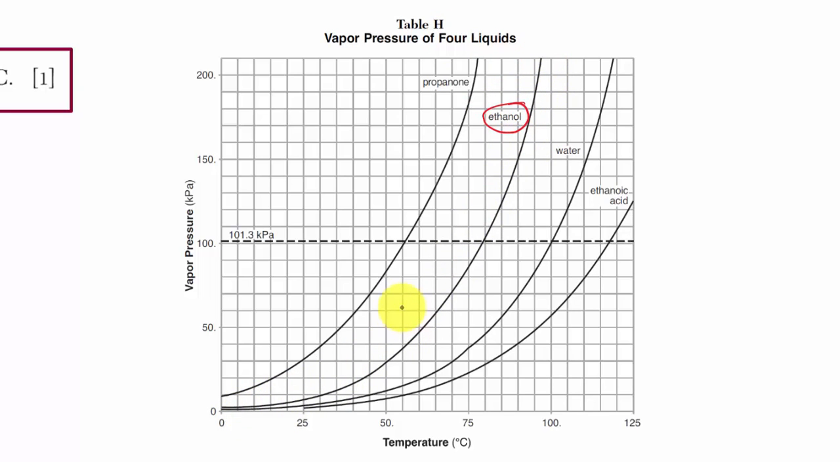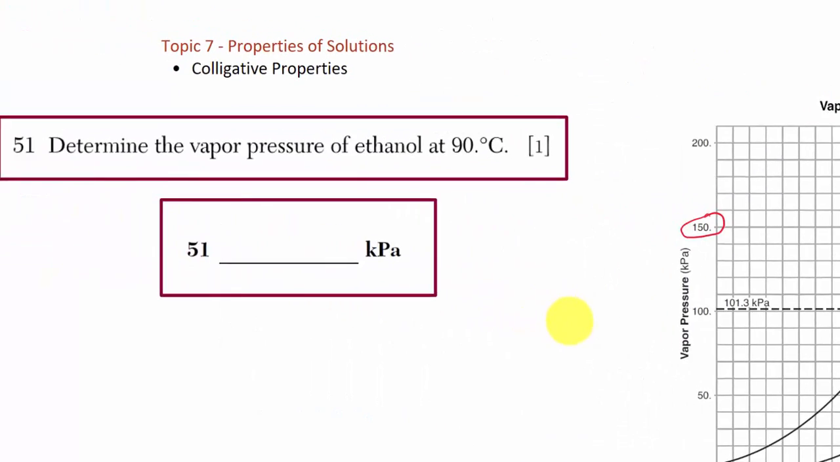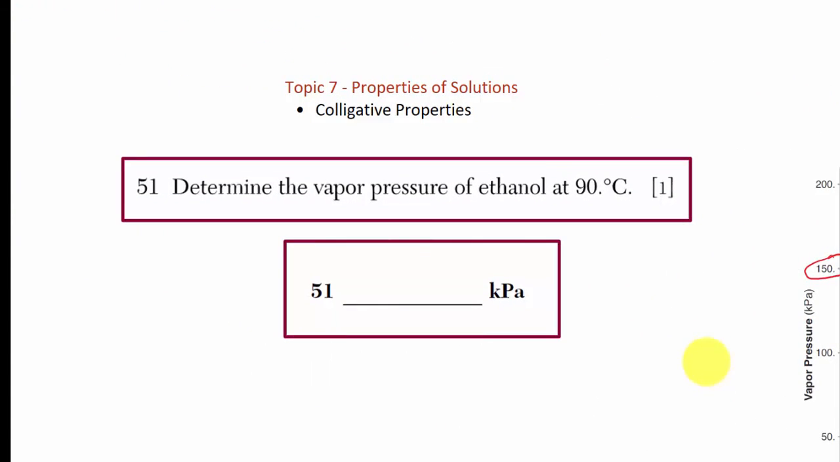We're going to find 90 degrees Celsius. Be careful with this x-axis because it goes in 5-degree increments. So we have 75, and there's 80, 85, and 90. So we trace up 90 degrees all the way up to where the intersection of the ethanol curve is and go across to find the vapor pressure in kilopascals. It's 150 kilopascals. So our answer to question 51 is 150 kilopascals. You can see the answer booklet will already have the units in place for you.